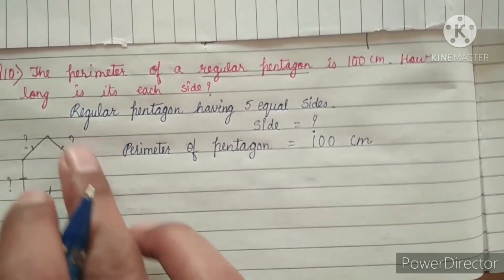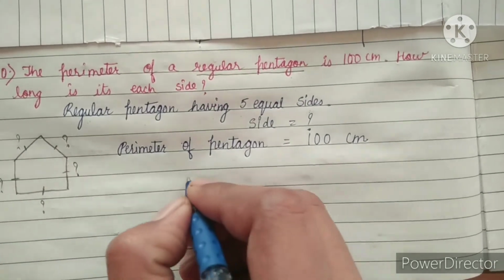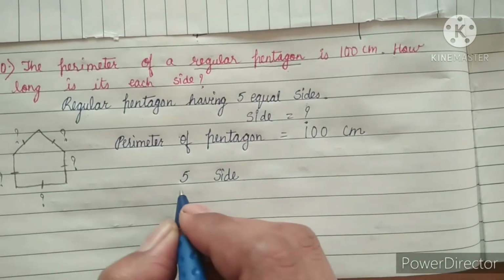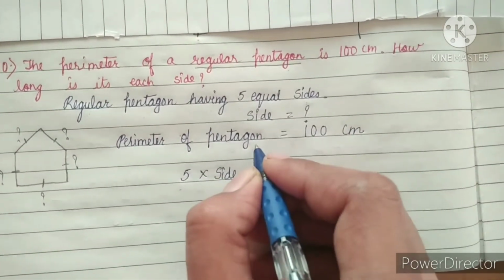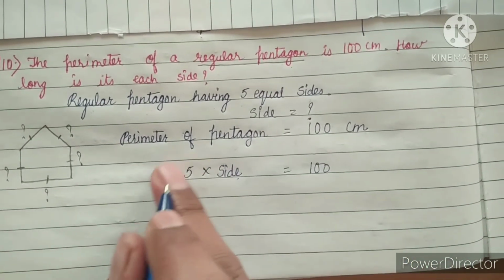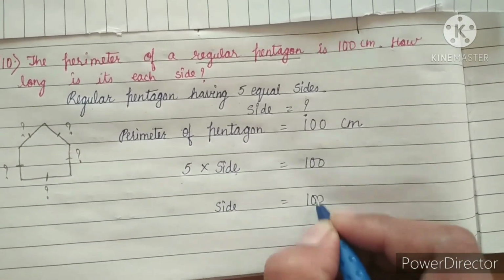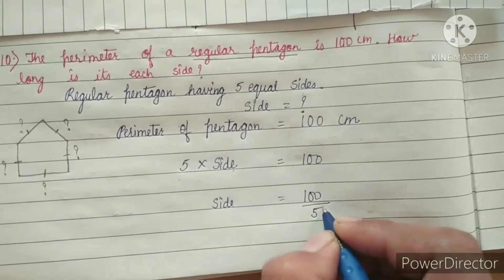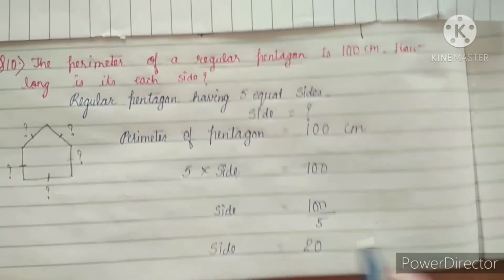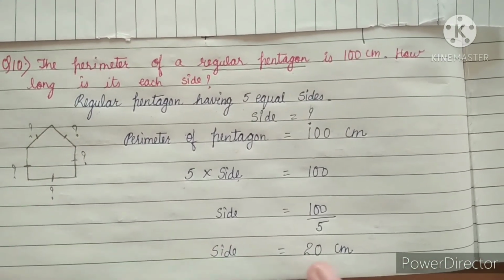So if we are going to make its formula, how many sides are in the pentagon? In the pentagon we have 5 sides. So 5 into side will be the formula for the pentagon, and its perimeter is already given as 100. Here this 5 is presented with the multiplication symbol, so it will go to the opposite side as division. When you divide 100 by 5, you will get 20, and the unit will be centimeter. So each and every side measure is 20 centimeter.